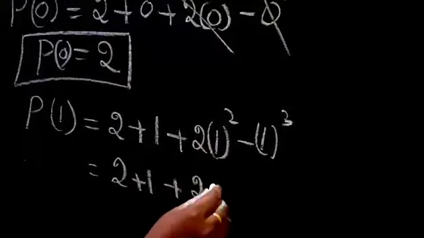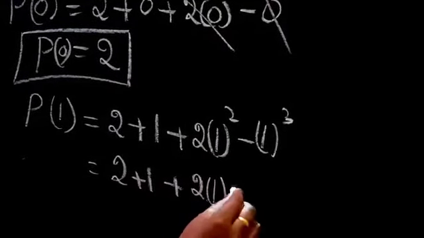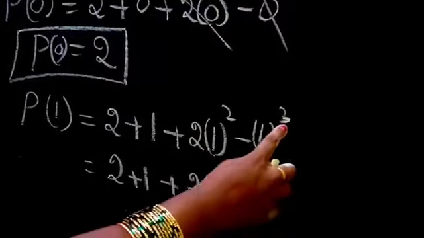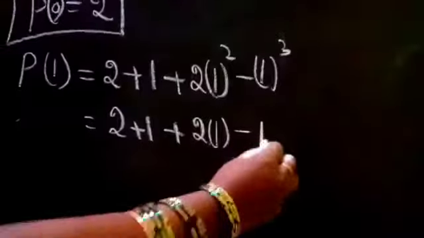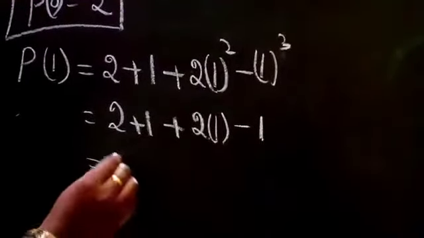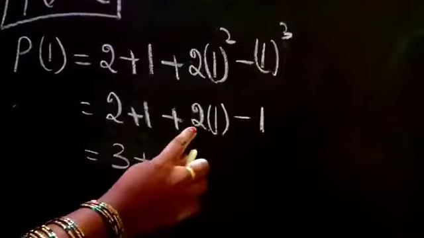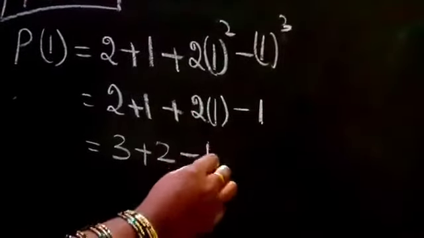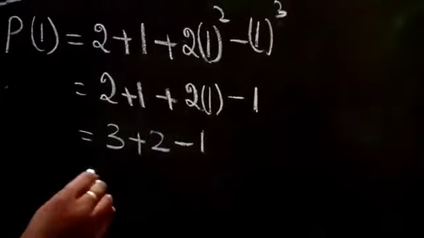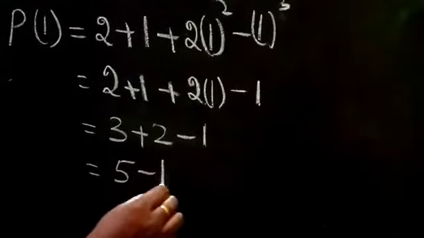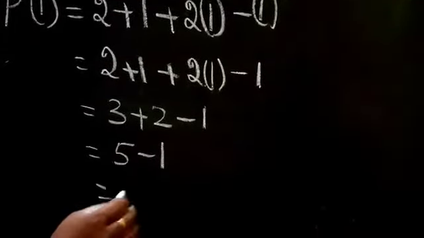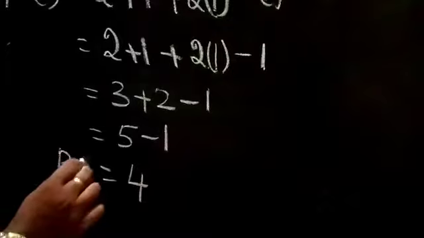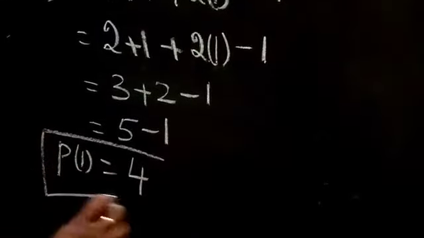1 into 1 will get 1. So we have to write 1 minus 1 cube, also will get 1. 2 plus 1 is 3, plus 2 into 1 is 2, minus 1 we have 3 plus 2 is 5, minus 1. 5 minus 1 is 4. Therefore P of 1 is equal to 4.